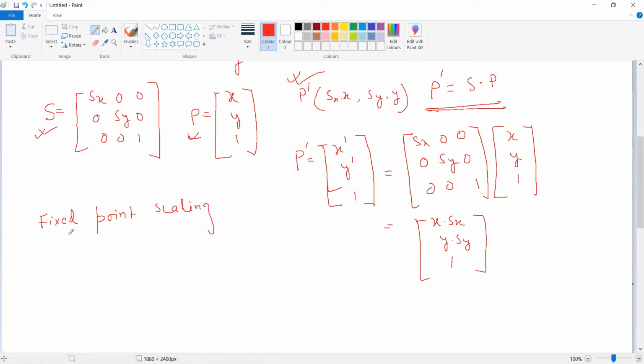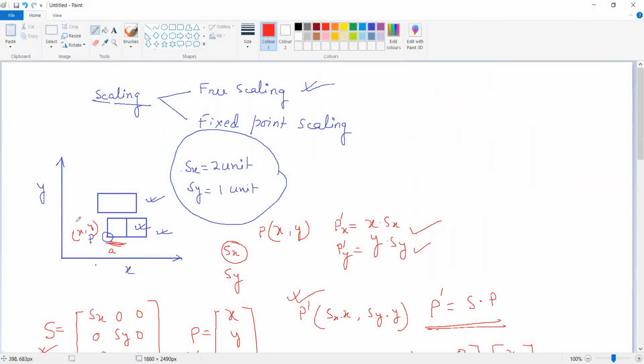Before learning the fixed point scaling, you have to understand why this point is shifting. Here we are multiplying the x value of this particular point with some factor. So after multiplying, the x will change. So x will be shifted to some other position. The x which is present over here is multiplied with Sx, and the result will be somewhere here or somewhere here, based on your Sx and Sy value.